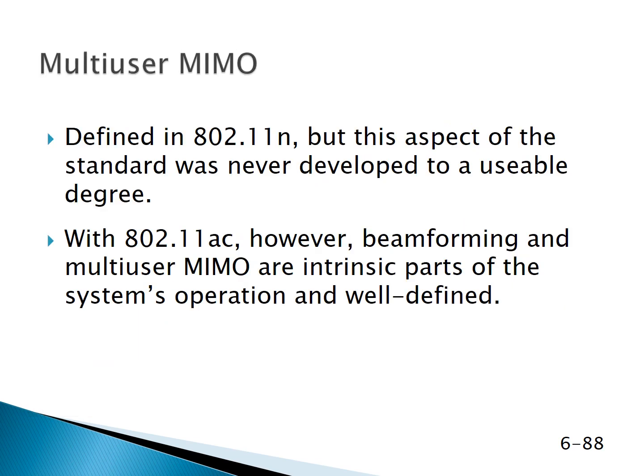So it was defined in 802.11n, but at that time it was not developed to a usable degree. However, with AC and AX, beamforming and multi-user MIMO, the MIMO are actually intrinsic parts of the system already. So they are well defined, they are included in the specification. Now this is one of the major features that improve the speed and the performance of AC and AX.